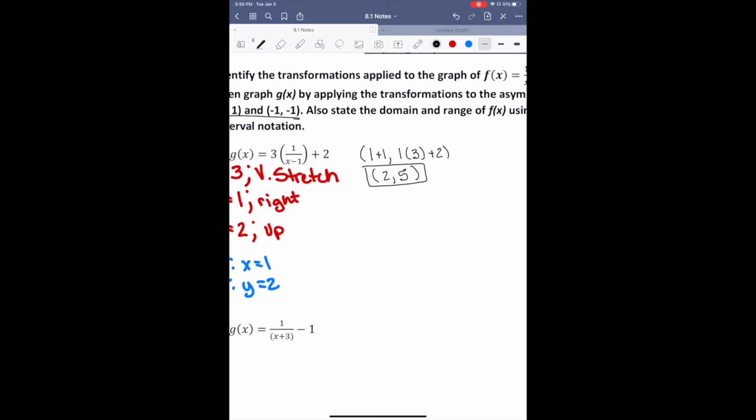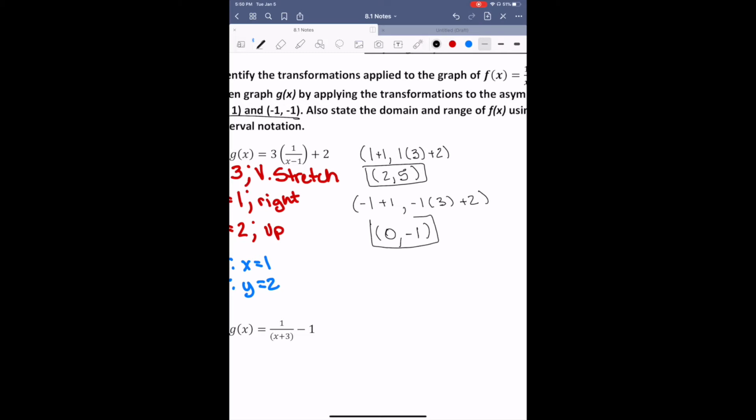Do the second reference point. We had -1 plus 1, comma, -1 times 3 plus 2. So you can see the only thing that changed here was our reference points, 1, 1, -1, -1. Everything else stayed the same. Simplify, we're at 0 and -1.